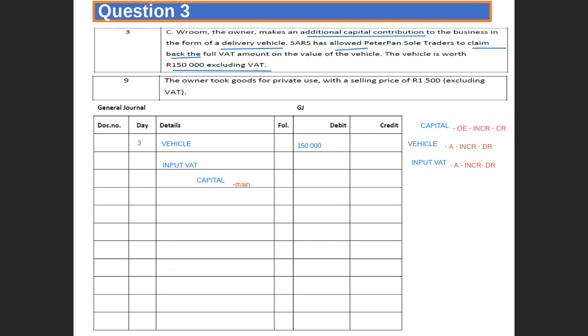Okay, so now we can calculate VAT the way you know how to calculate VAT. Please calculate VAT for us. Thank you so much, Tanya. We said 22,500. Perfect. 22,500.